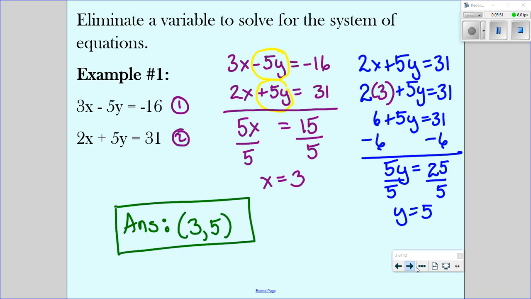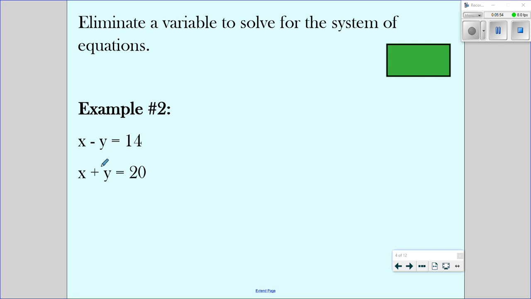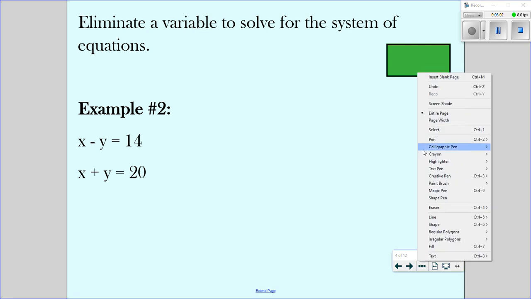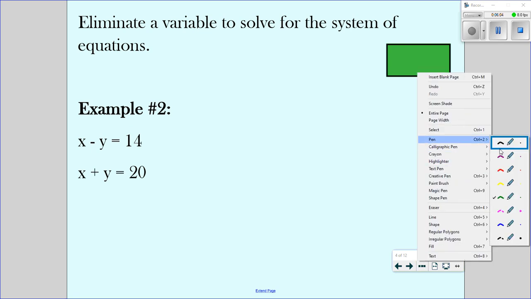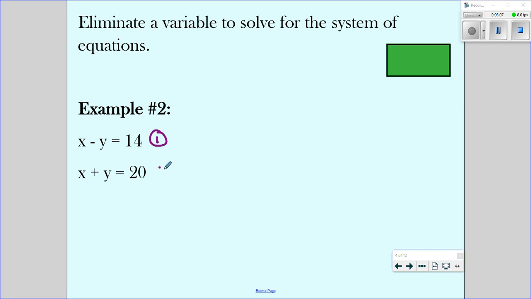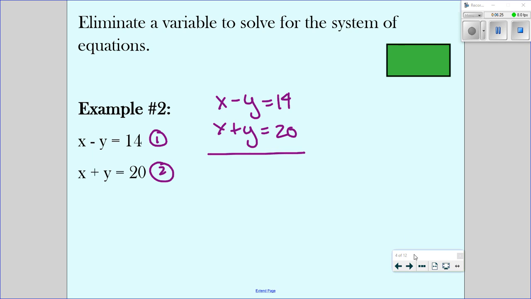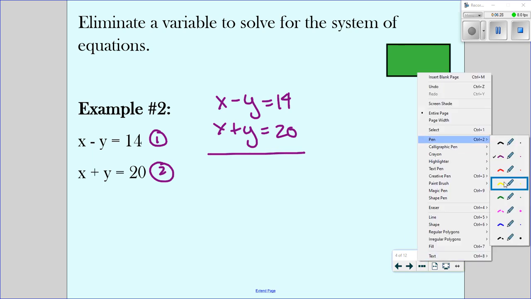All right, let's do another one. So this one, we have x minus y equals 14 and x plus y equals 20. I'm going to rewrite this one, and I'm going to label the equations. So this would be equation number 1, equation number 2, and then I'll just rewrite it so that way I can work with it. And then as you can see, I'm going to eliminate the y's because one of them has a negative, the other one has a positive. I can eliminate that because it'll give me a 0 when you add those two.